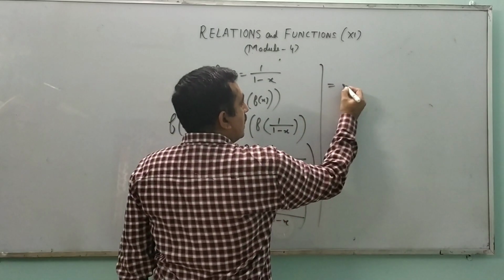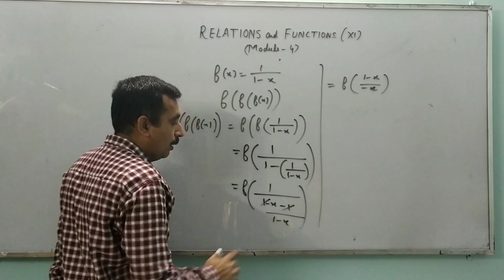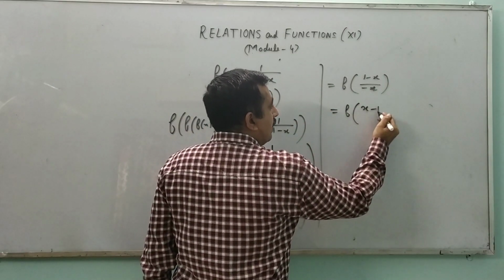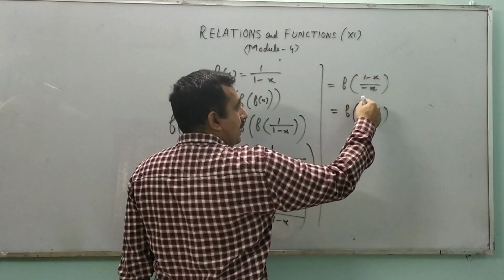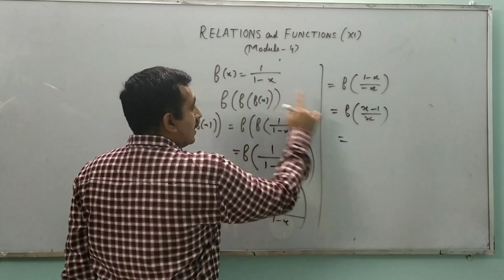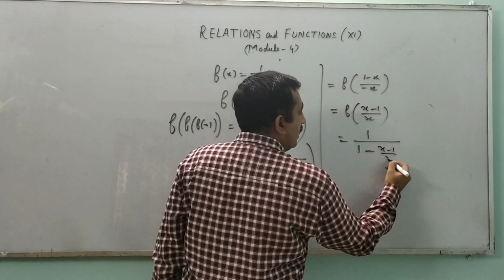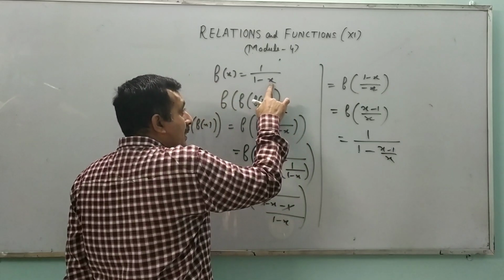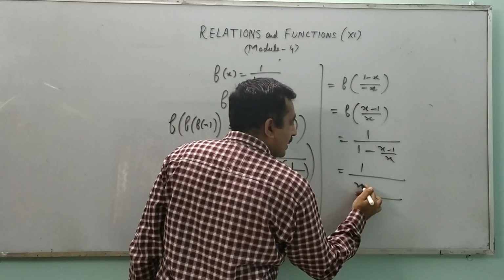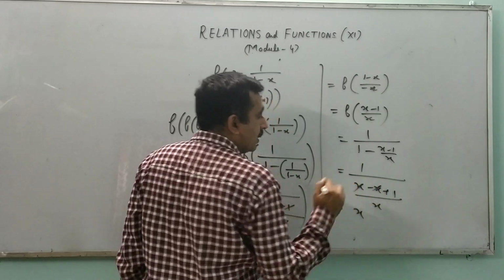In the end we get 1 minus x in the numerator divided by minus x. Or you can write it as f of (x minus 1) upon x. Take minus common, minus cancels. Now again I have to find this value. Again instead of x write down this: 1 upon 1 minus (x minus 1) divided by x. In the next step, take LCM: x minus x plus 1. It will cancel and now this x goes to the numerator. The answer is x.